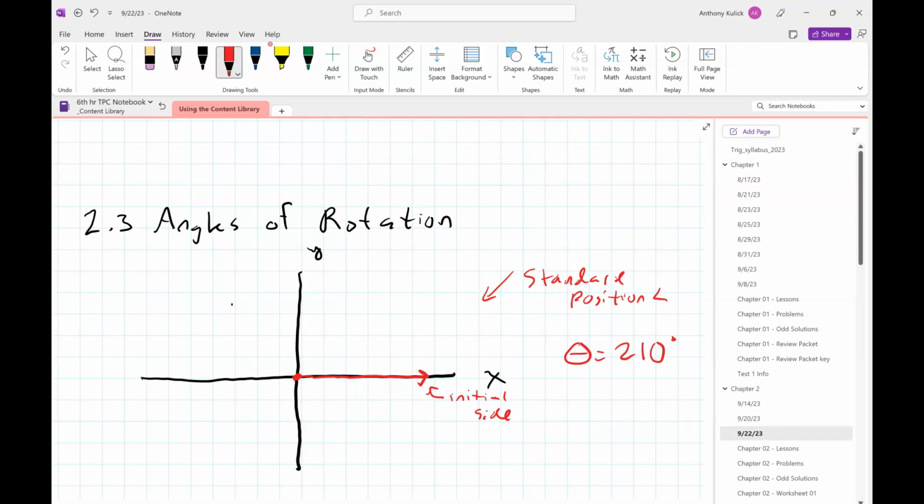So how far is a quadrant? How many degrees are there in a quadrant? 90. So I'm like 90, 90, and then 30 more would get me to 210. So now we've shown a way to draw angles bigger than 180 degrees, right?